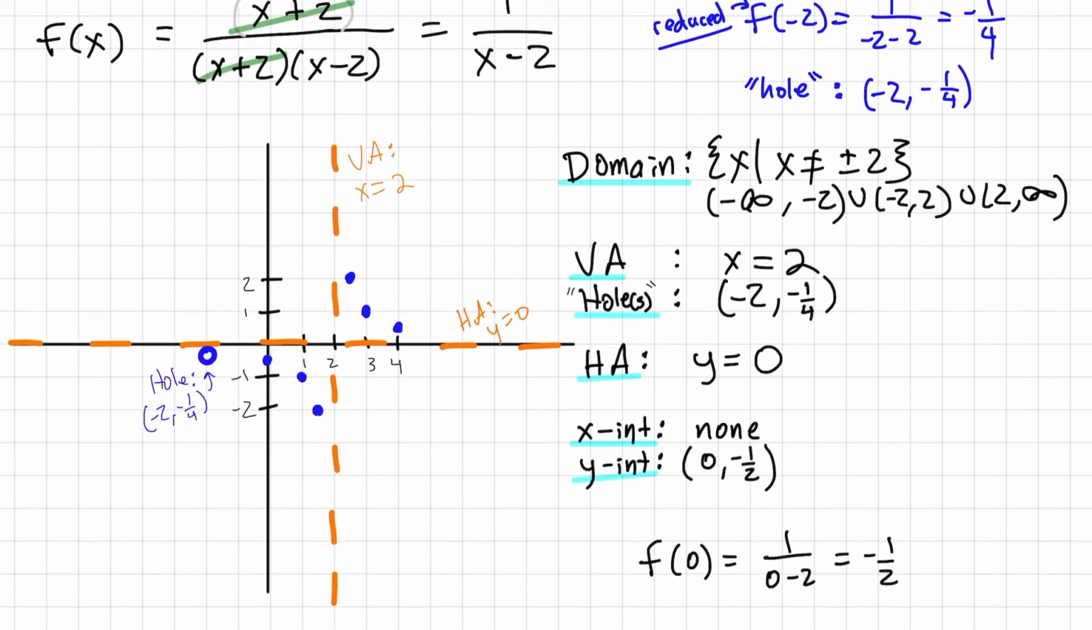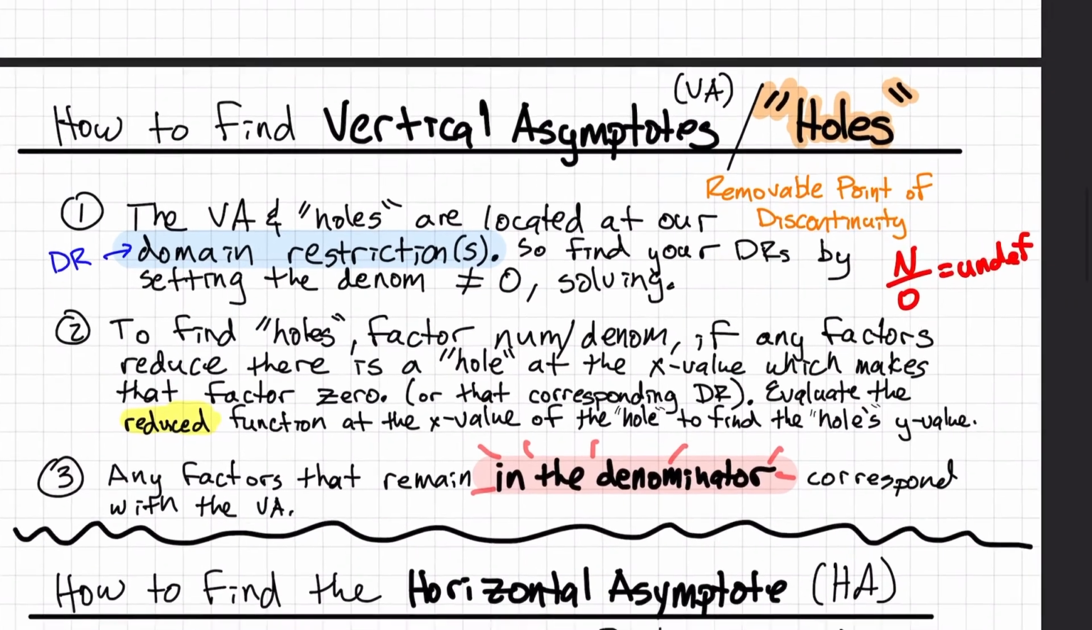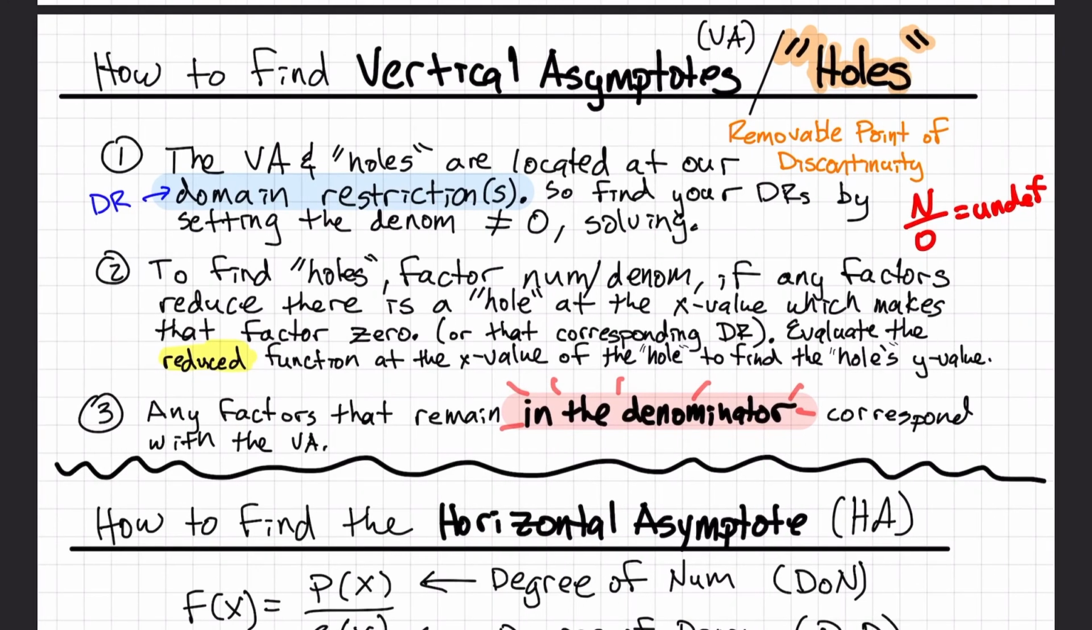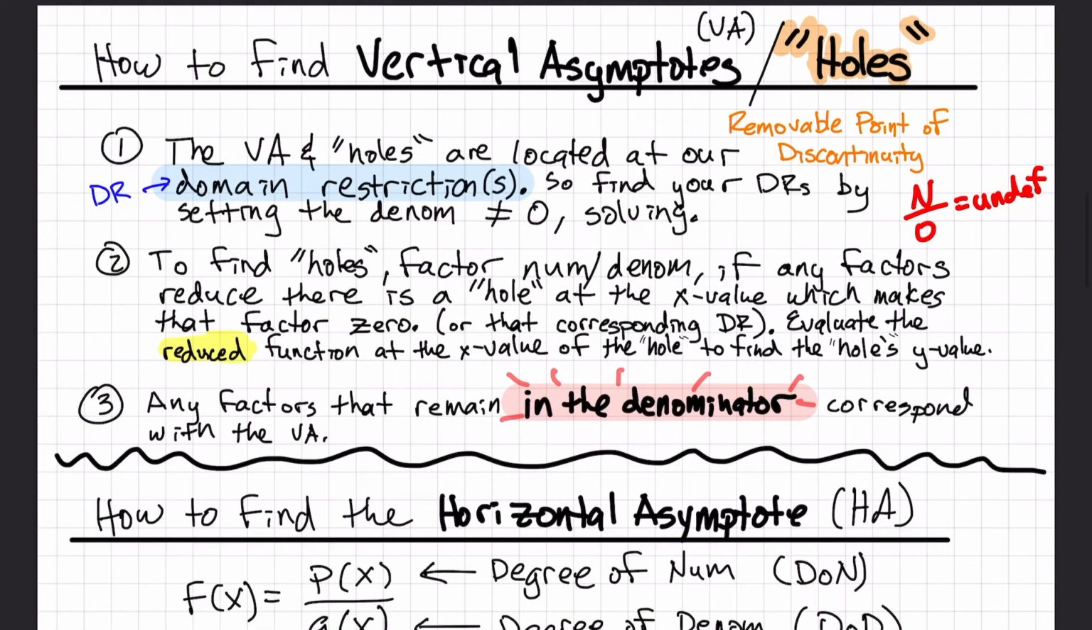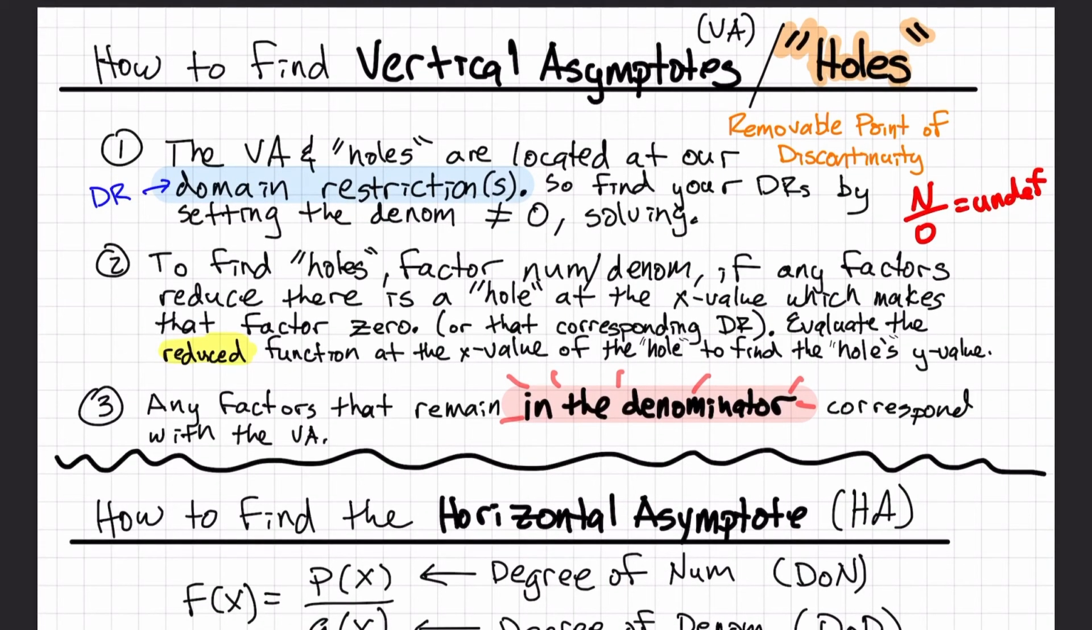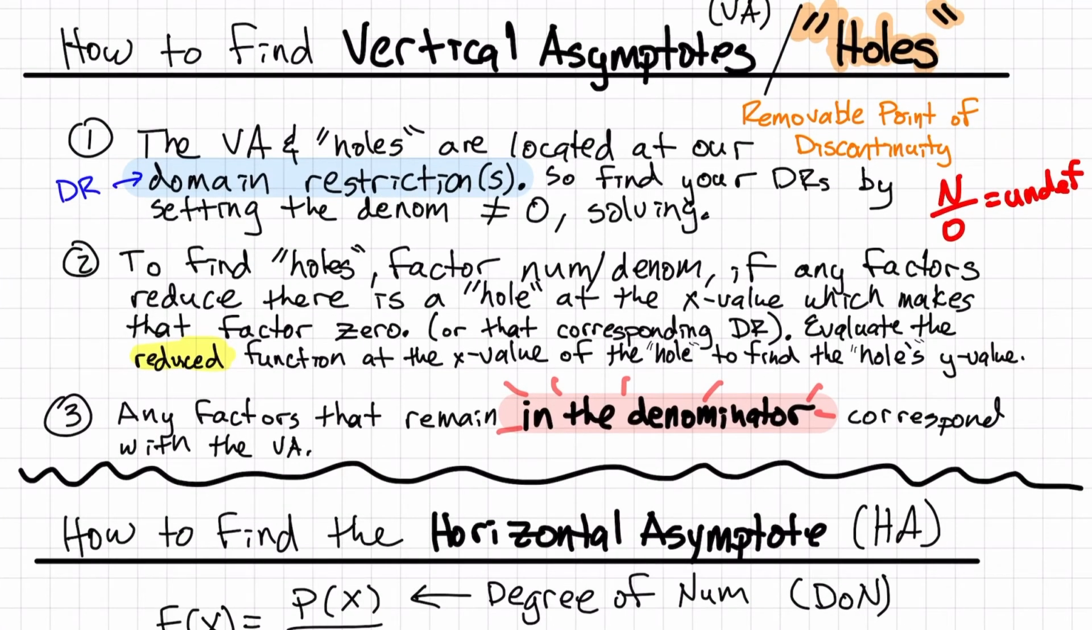All right, that's enough of a setup. You see what's going on. Let's write some notes down so we can have some definitive stuff that's happening. So, how to find our vertical asymptotes, holes, and our horizontal asymptotes. Vertical asymptotes, we're going to abbreviate as VA. I just abbreviate it as VA because I'm lazy.